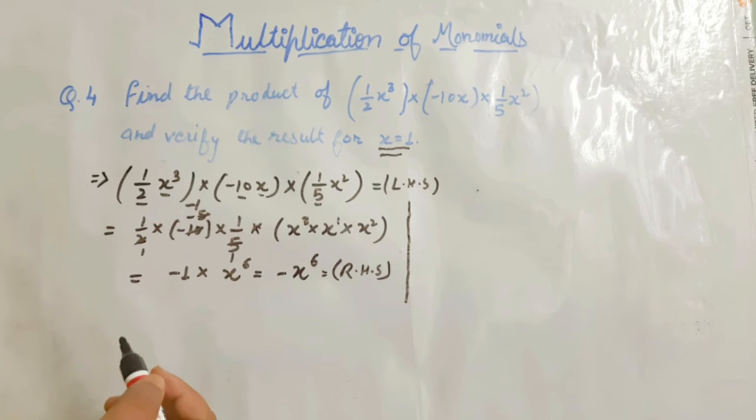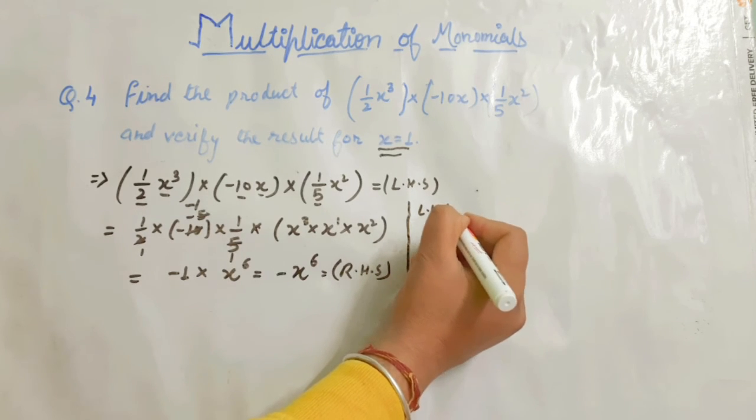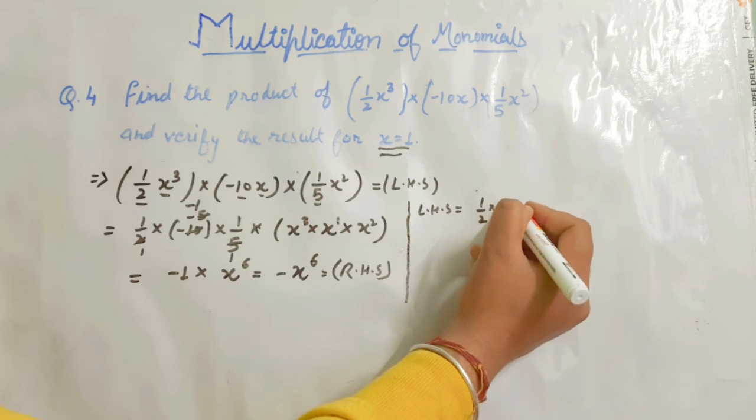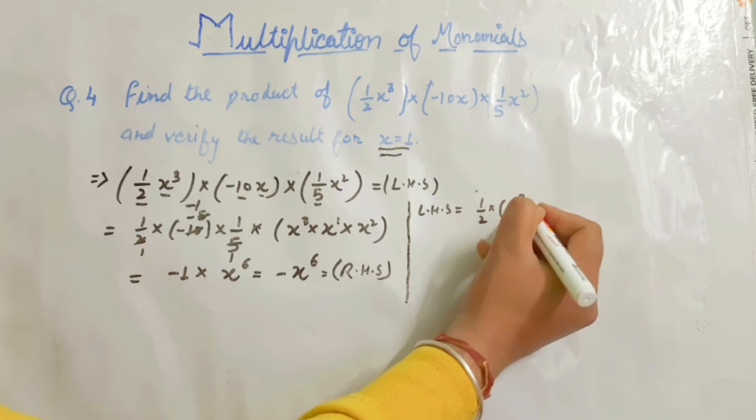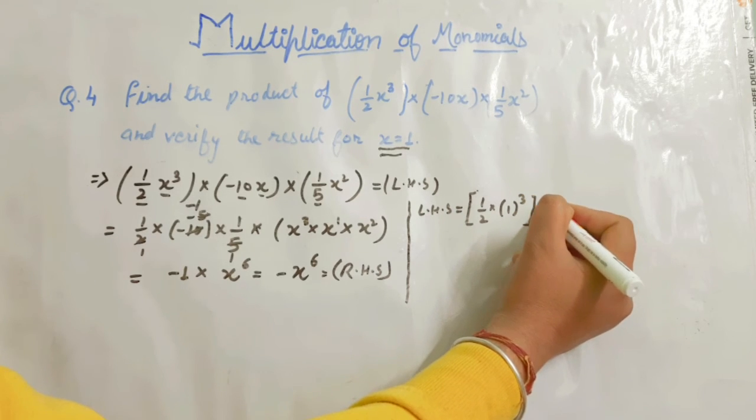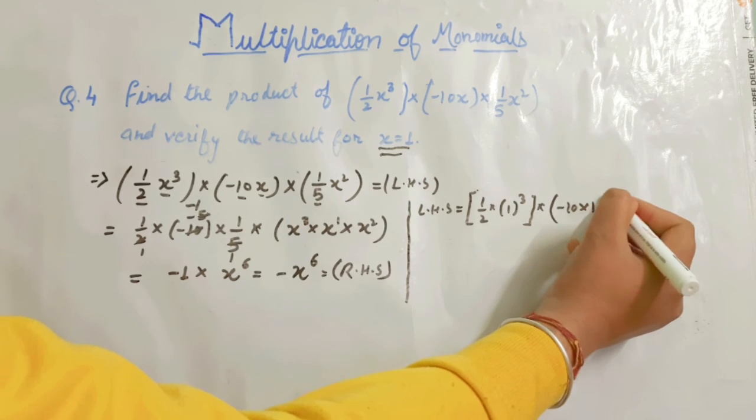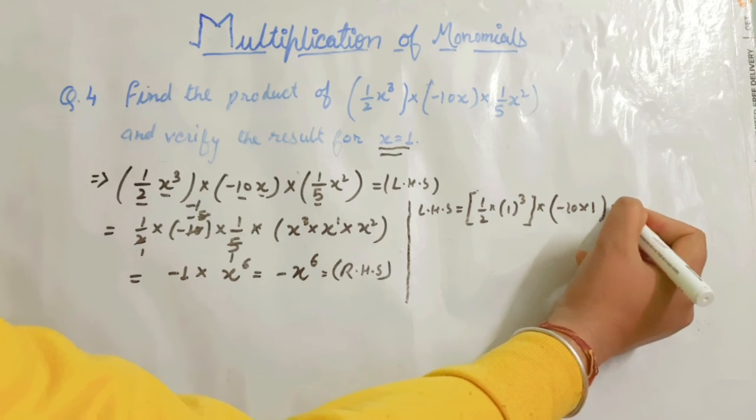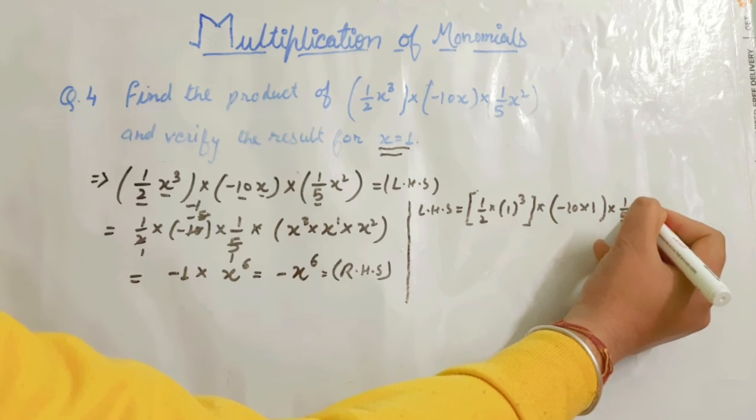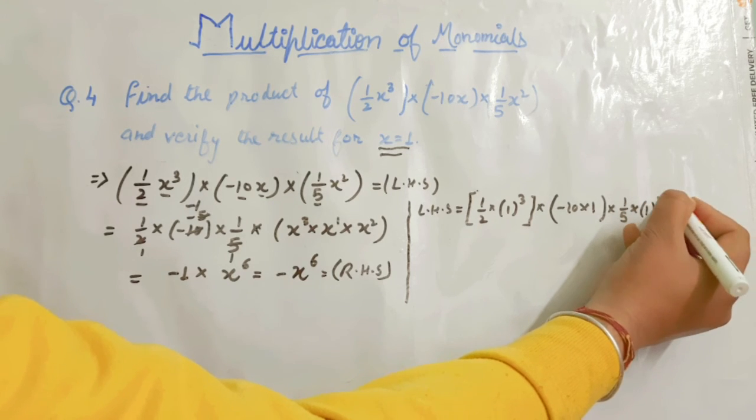So let us put in left hand side first of all. This will be equals to 1 upon 2 multiplied by x is 1 cube, then its second part is minus 10 multiplied by x is 1, then third part is 1 upon 5 multiplied by x is 1, so 1 raised to power 2.